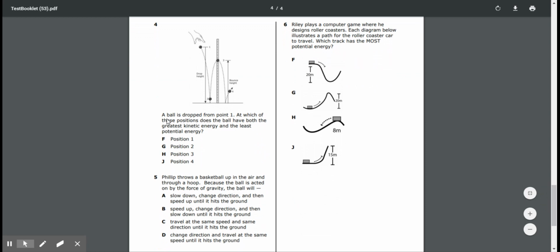Number 4, a ball is dropped from point 1, which is right here. At which of these positions does the ball have both the greatest kinetic energy and the least potential energy? So we have point 1, moving down this way, point 2, then point 3, then point 4. So F at position 1, G position 2, H position 3, or J position 4.